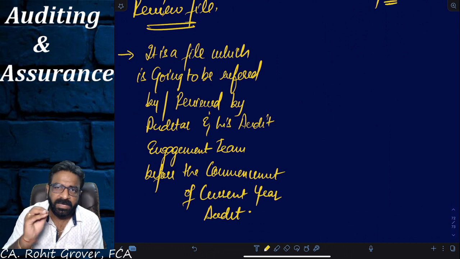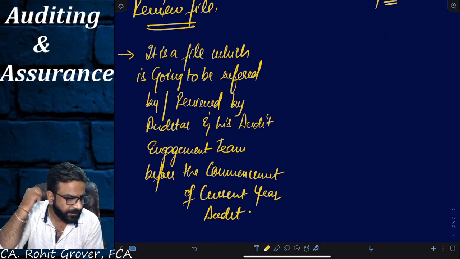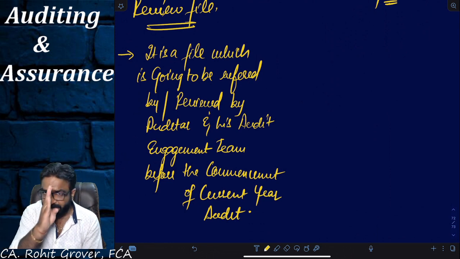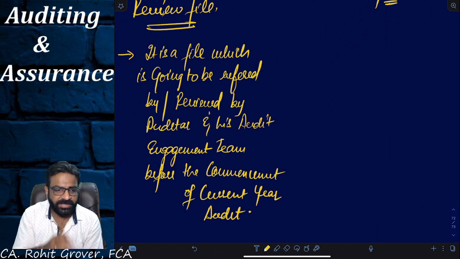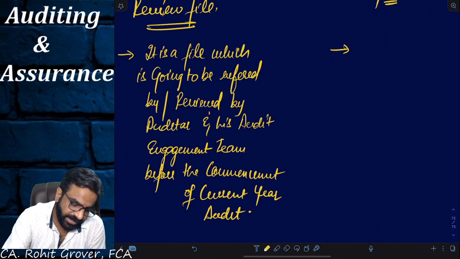And tell me, last how many years file is available in my office? 7 years. So will I get a correct direction in which direction I should do my audit or not? Yes.